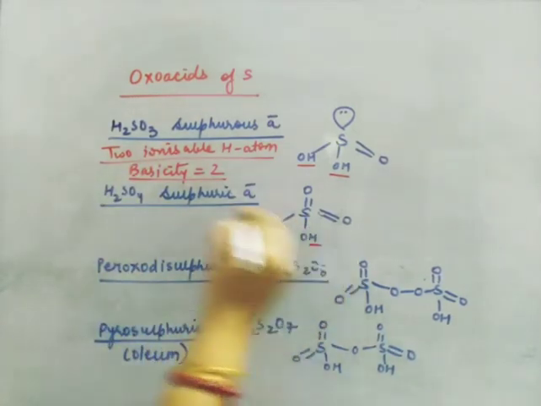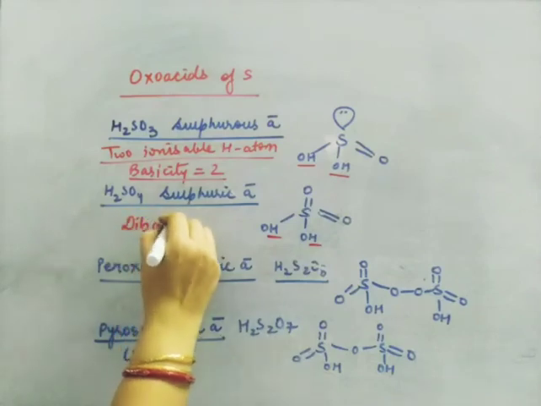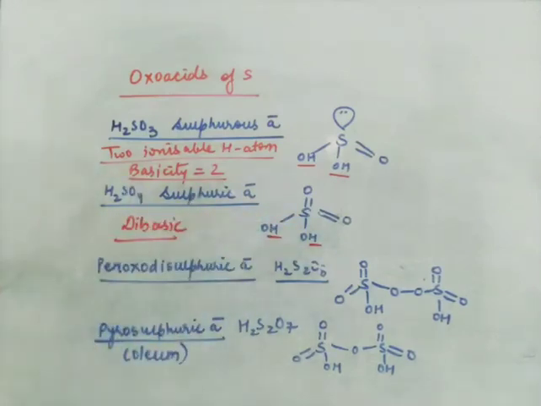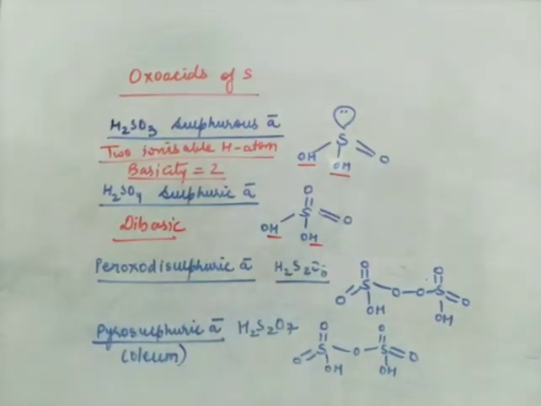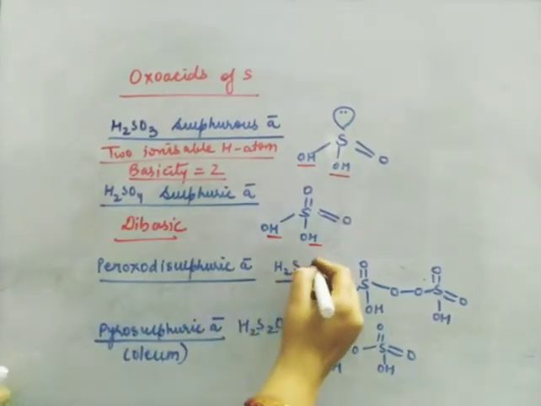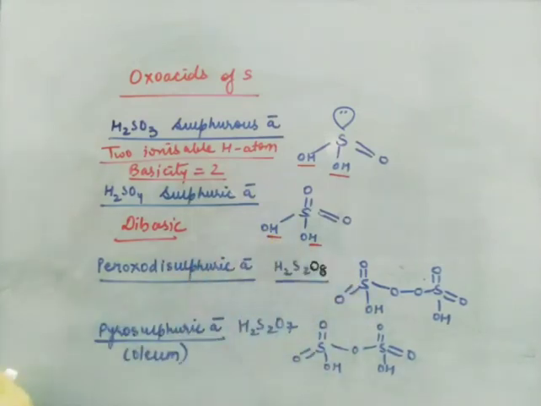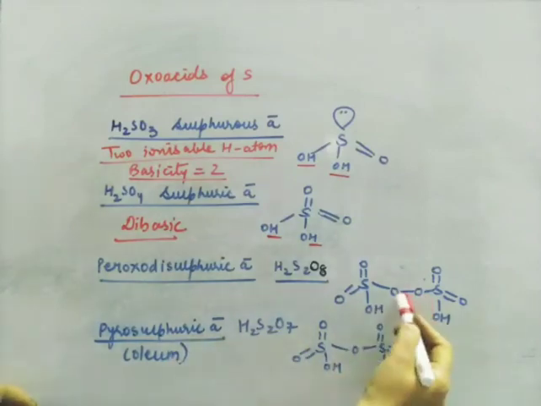Now here also it is dibasic. This is our sulfuric acid. Now this is peroxodisulfuric acid, and this is the dimeric form. So here you can see, it is also dibasic. Two ionizable hydrogen atoms are there and there is a peroxide linkage.